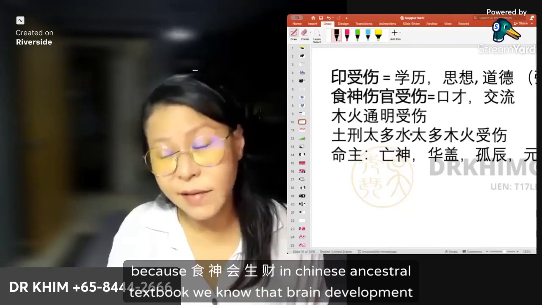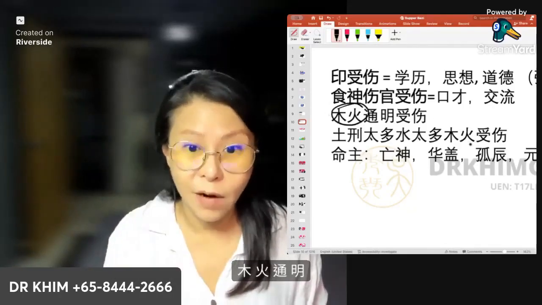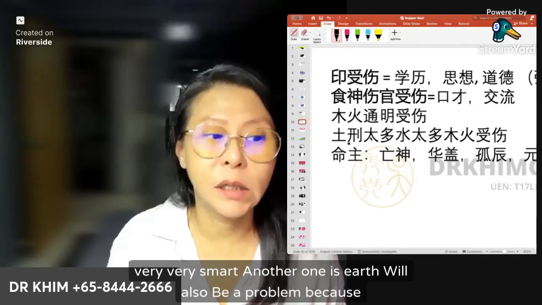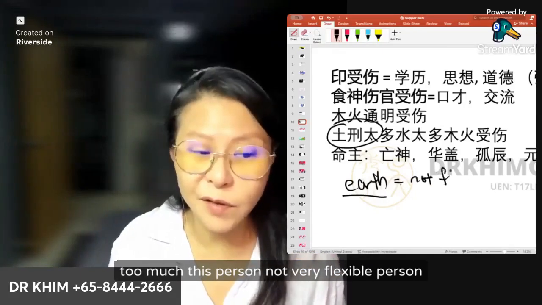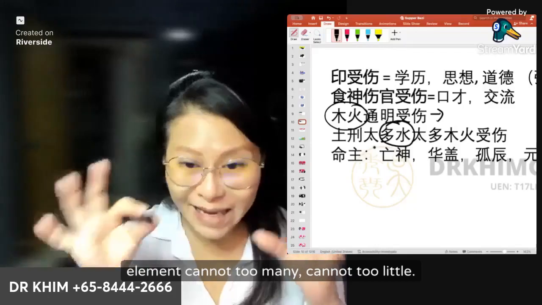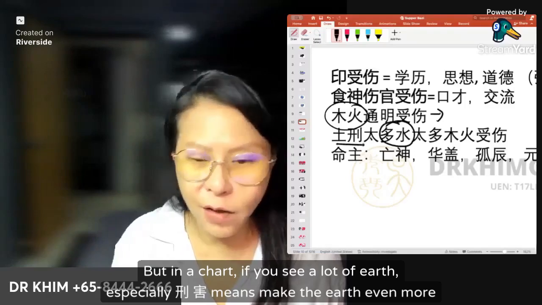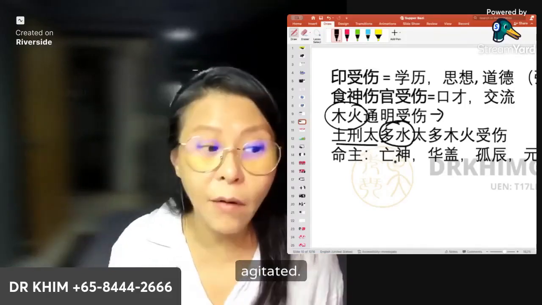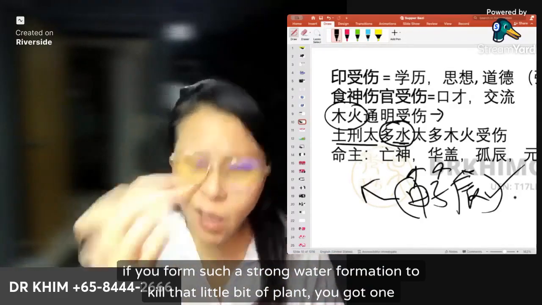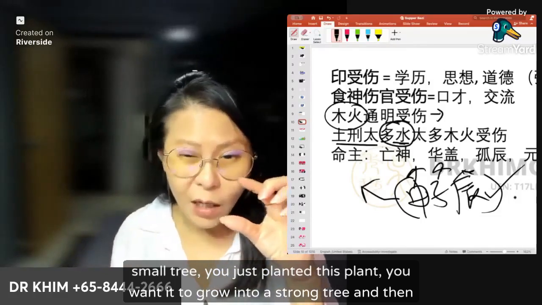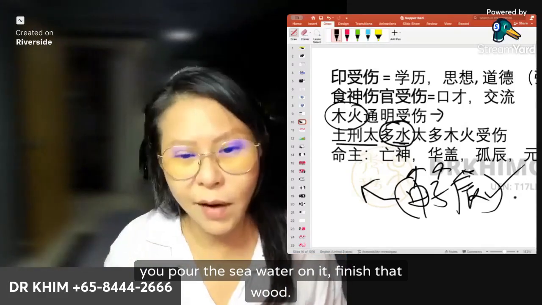In the Chinese ancestral textbooks, we know that brain development definitely has something to do with wood and fire. 木火通明, very, very smart. Another one is that earth will also be a problem because if too much, this person is not a very flexible person. Elements cannot be too many, cannot be too little, right? Because we want balance. But in a chart, if you see a lot of earth, it makes the earth even more agitated. And then a lot of water. If it forms such a strong water formation to kill that little bit of plant, you have one small tree, you just planted this plant, you want it to grow into a strong tree, and then you pour seawater on it, finishing that wood, and the fire is gone already.